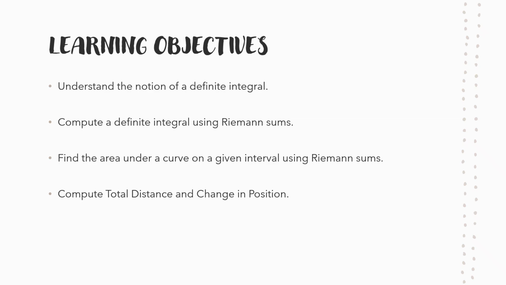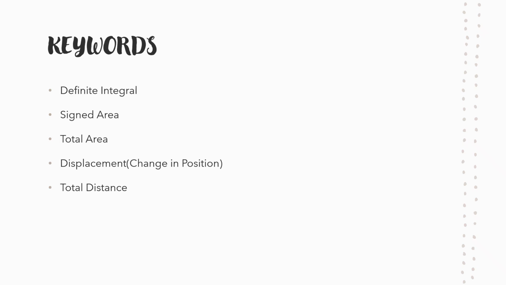Also, we will compute a definite integral using Riemann sums. Also, I will train you how quickly you can get it via calculator. Also, we will find the area under a curve on a given interval. In addition, we will compute total distance and change in position. These are the main keywords we will come across in this topic. So here we go.